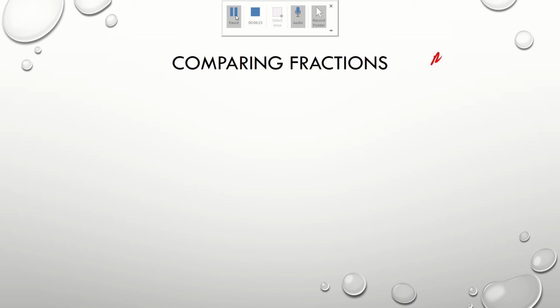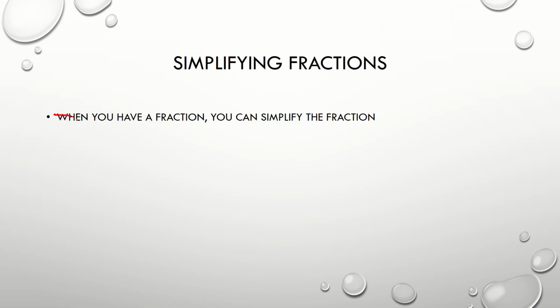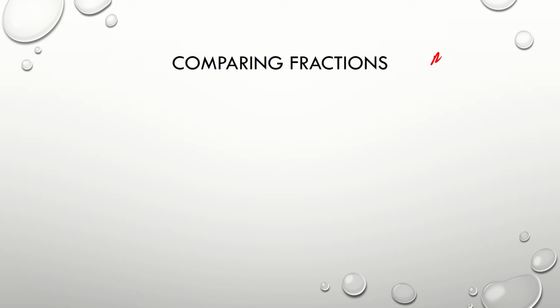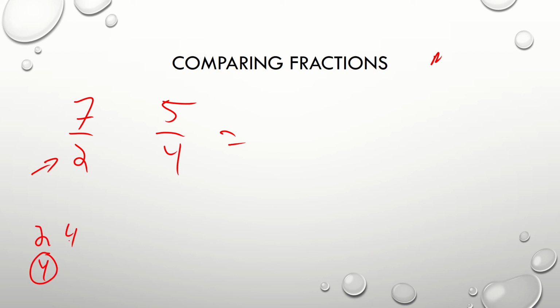So we can also do this with improper fractions as well. So let's take 7 over 2 and 5 over 4. This one should be fairly easy, but first we need to see that there is no common denominator right now when we compare these fractions. So I'm going to list 2, 4 down here, and 4. My least common multiple is 4 here. So I'm going to write over 4 and over 4.